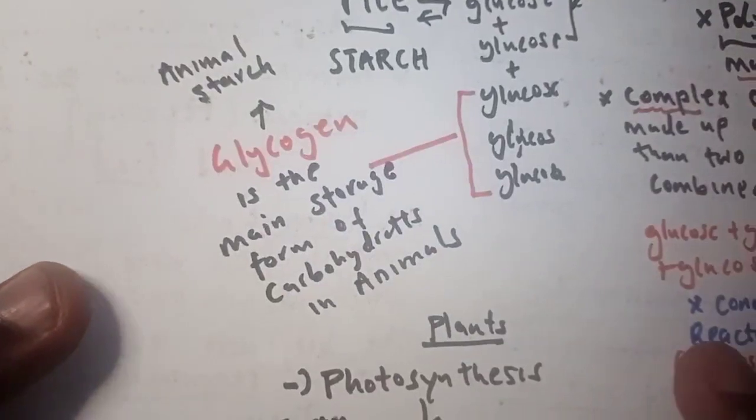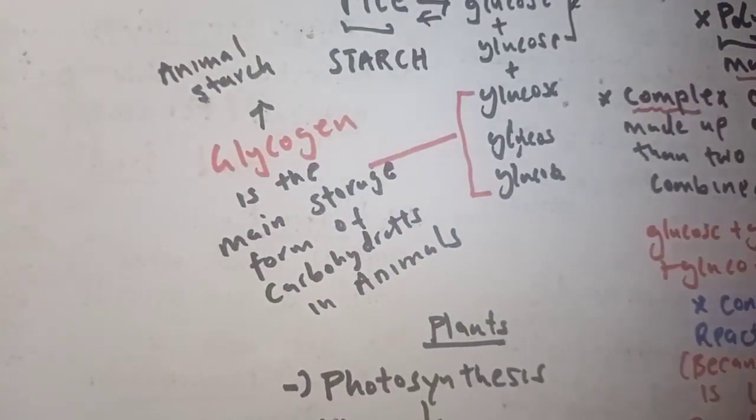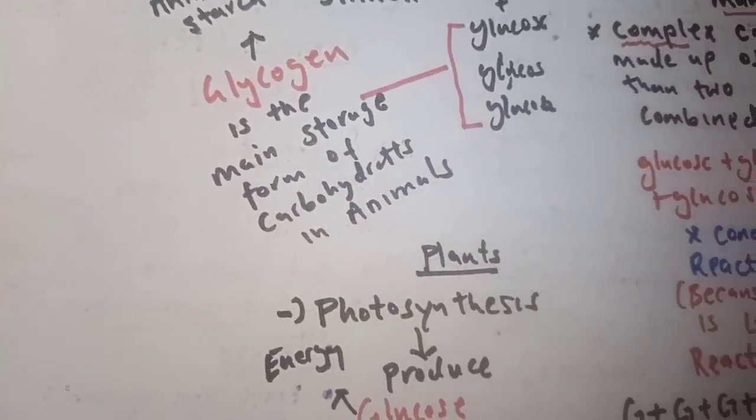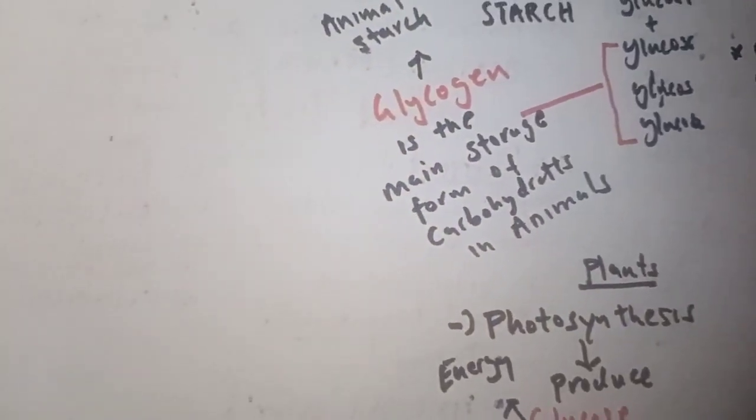Sometimes glycogen will be referred to as animal starch. So we're done with carbohydrates. We can now move to the other nutrient. These nutrients that we'll look at are known as lipids. So let's look at these lipids.